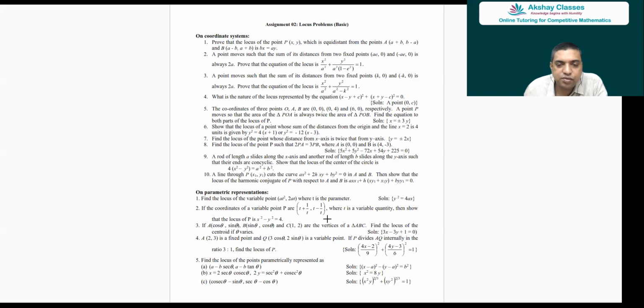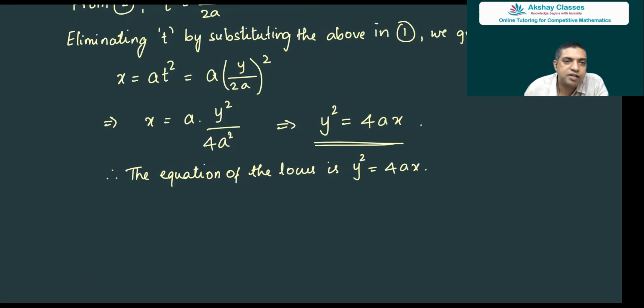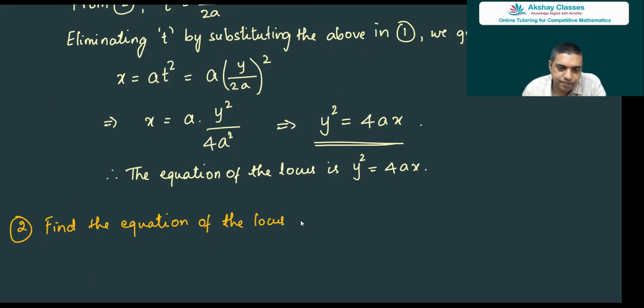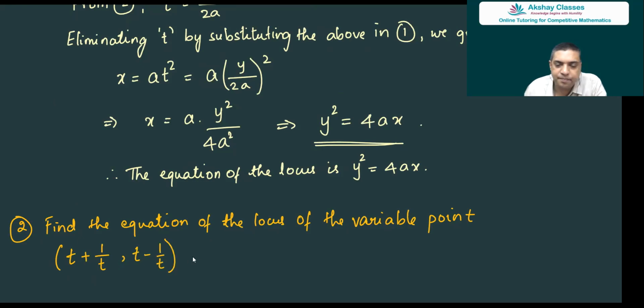So next, the variable point is t plus 1 by t comma t minus 1 by t, where t is the parameter. Find the equation of the locus of the variable point t plus 1 by t comma t minus 1 by t, where t is the parameter.